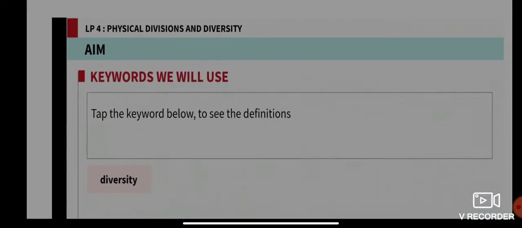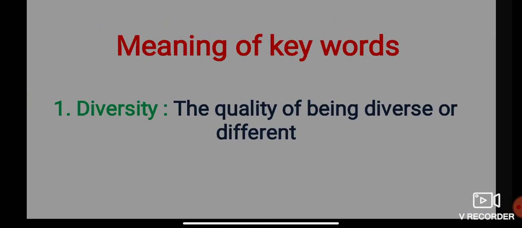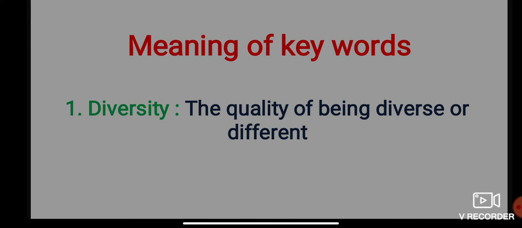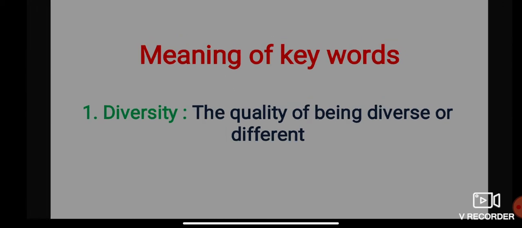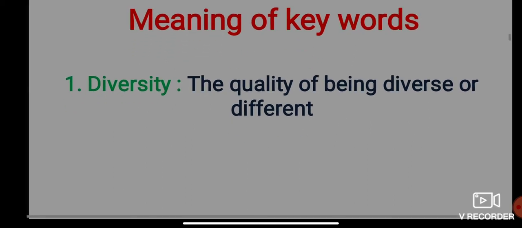So let us learn what is diversity. In simple meaning of the term, diversity means the quality of being diverse or being different. All right, that is known as diversity. Okay, we'll get to know more about diversity from our discussion.